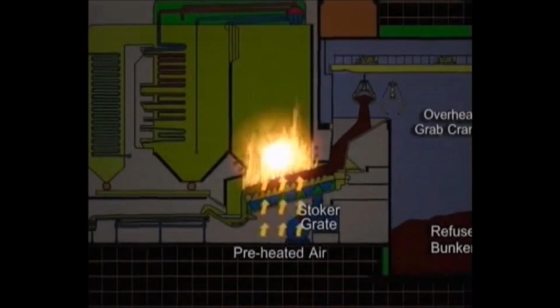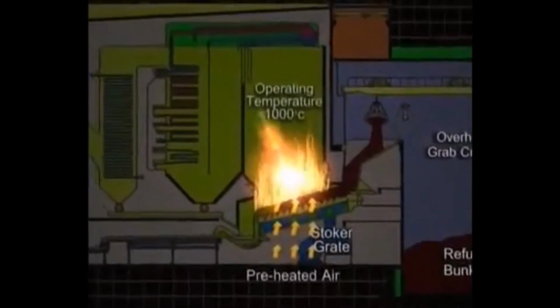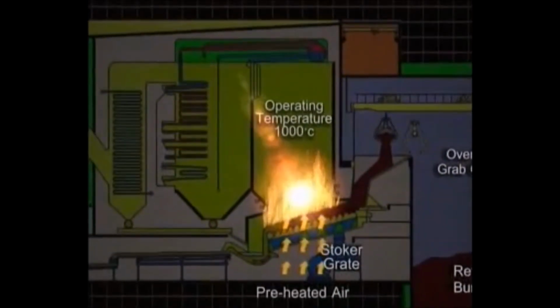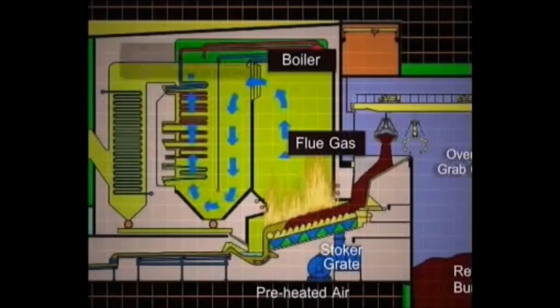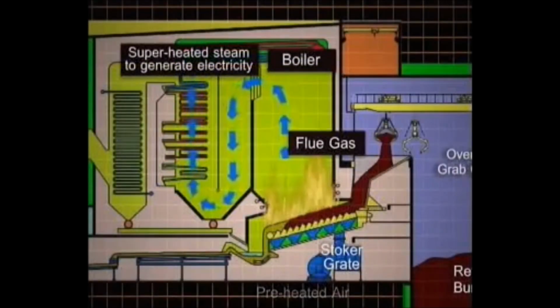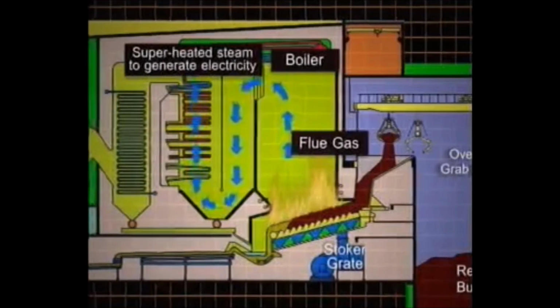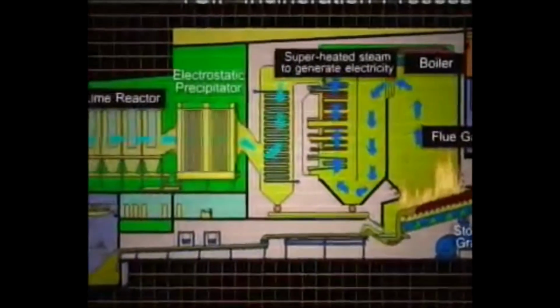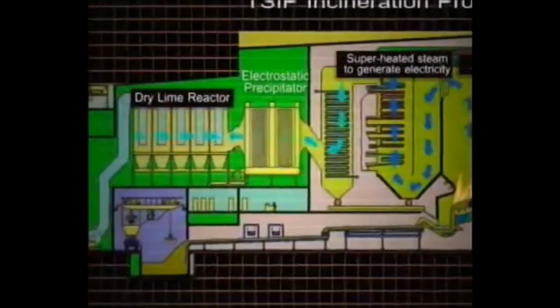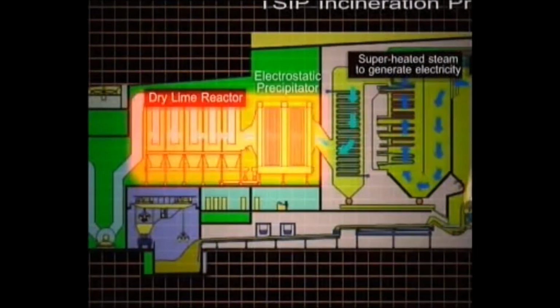The normal operating temperature in the furnace is about 1000 degrees Celsius. The flue gas produced in the combustion process flows through the boiler to generate superheated steam, which is used to generate electricity. The flue gas is cooled and then passes through a dry lime reactor and an electrostatic precipitator, which will remove up to 85% HCl and 99.5% of the dust content in the flue gas.